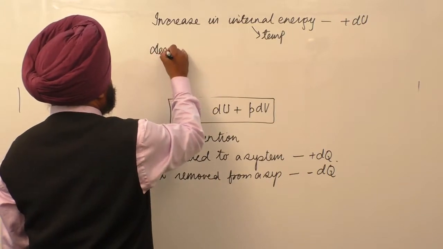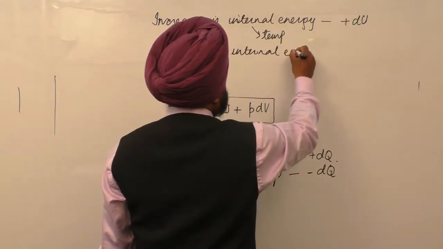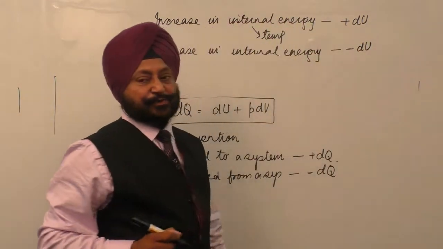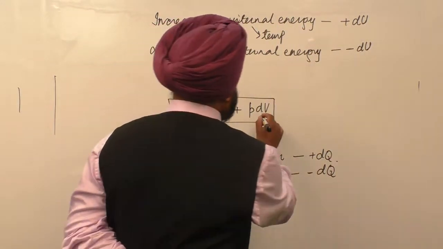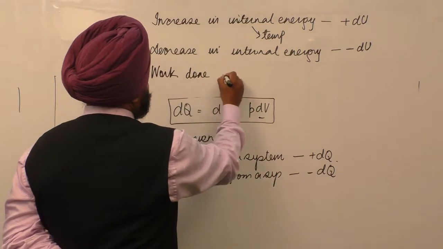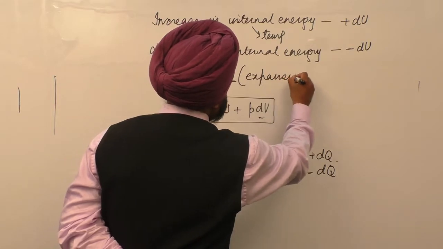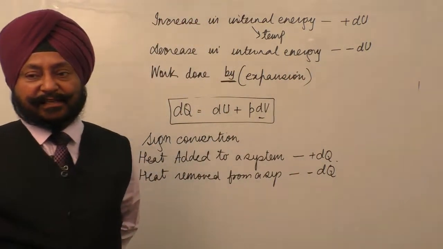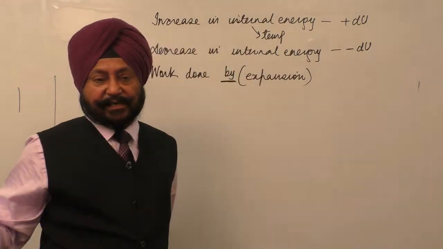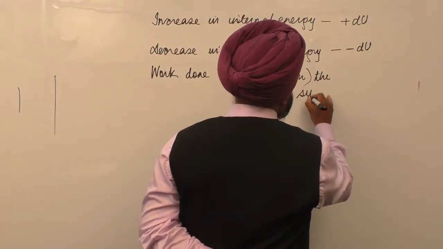And if you have a decrease in internal energy, or when the temperature decreases, we will take this as minus dU. Talking about the third one, that is the work done. Now this is something which is different from what we teach in chemistry. Work done by the system. Now what do you mean by "by"? By means that the gas expands. System means the gas here. So whenever expansion takes place, that is the gas is expanding, the work is being done by the system. So work done by the system is taken as positive.